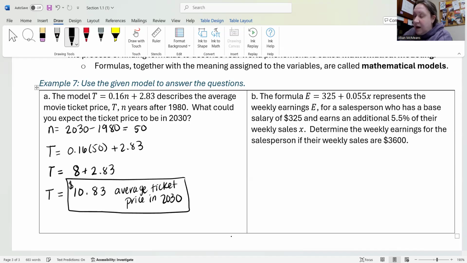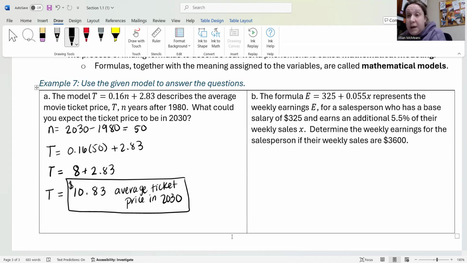Anytime you have something that's a word problem or has a lot of words in it, some kind of a scenario dealing with formulas or any kind of mathematical model, always explain what your answer is. Even if it's just a couple of words, you could say $10.83 ticket price or $10.83 in 2030, but explain and describe what your answer is.